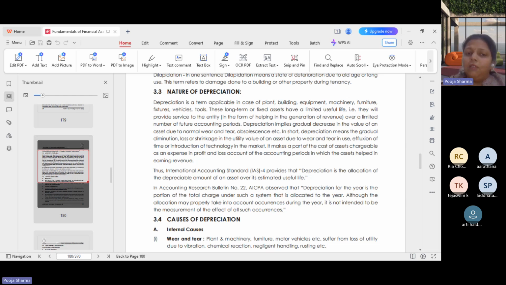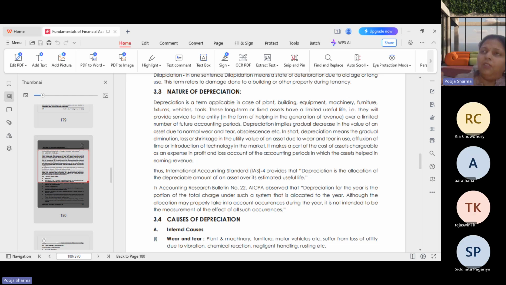So the main concept in IS 16 emphasizes that we have to match the cost with the revenue generated. So why do we write off the depreciation amount? It is not an actual cash loss. It is just to match the expense with the revenue. So that's why we write off depreciation.